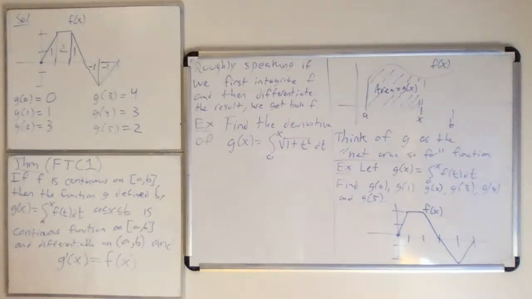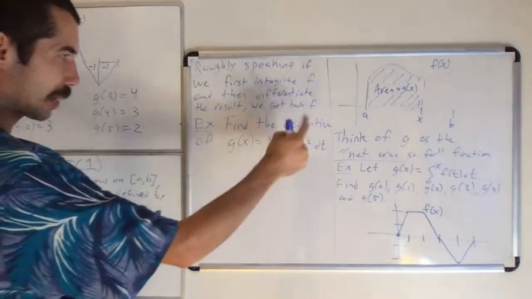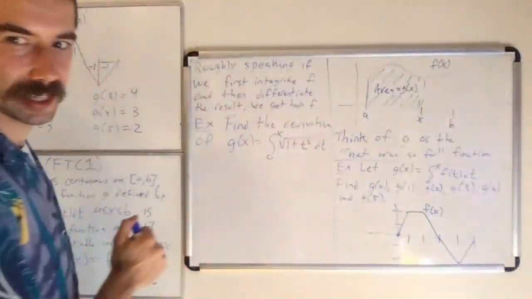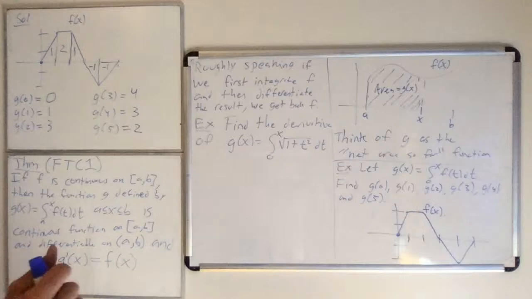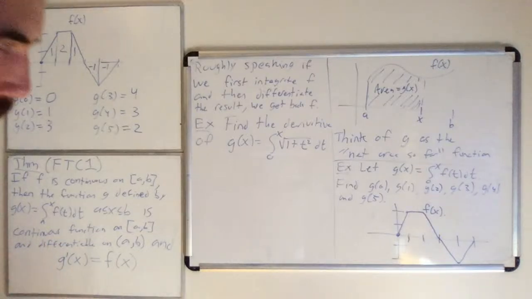Find the derivative of g of x, which is the integral from 0 to x of the square root of 1 plus t squared dt. I'm going to give you a minute to work on that, and then I'm going to go find my iPad and see if this chat's actually working or not.